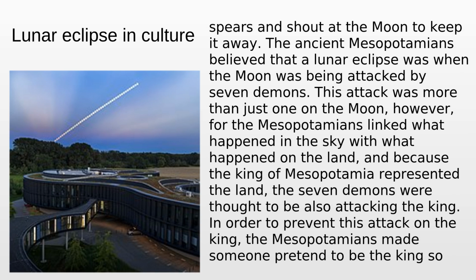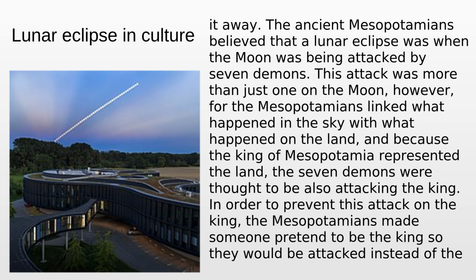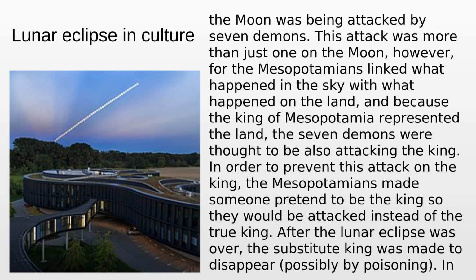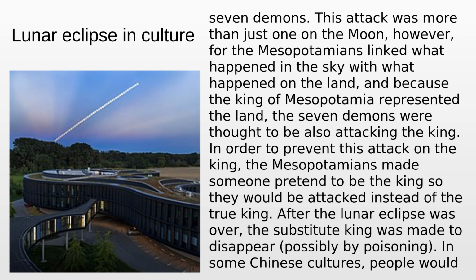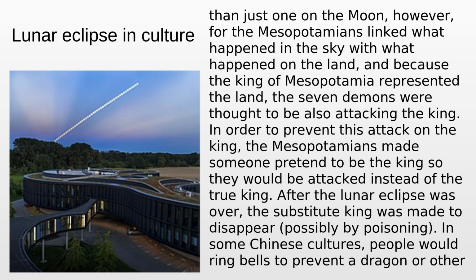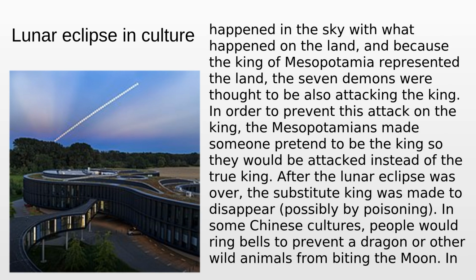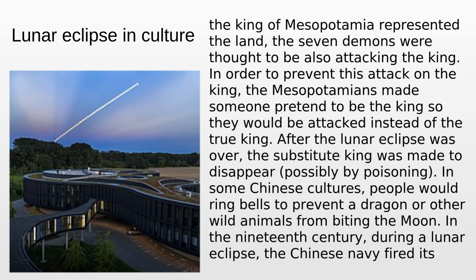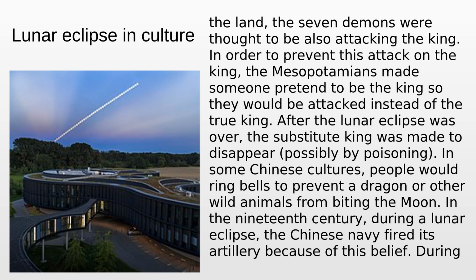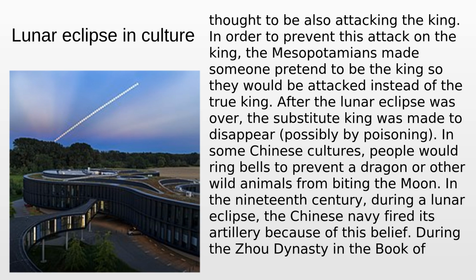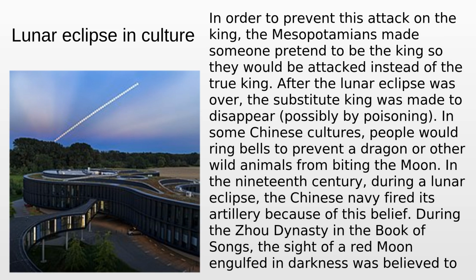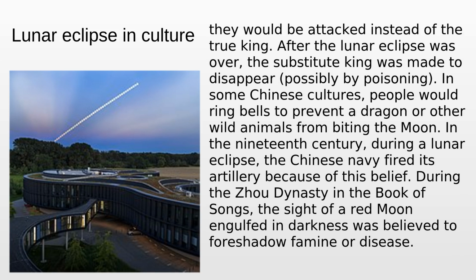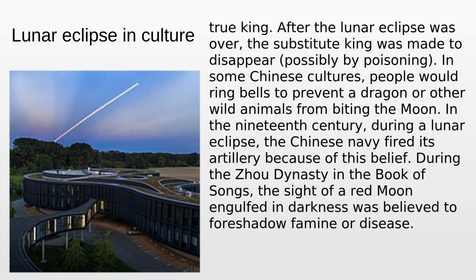The ancient Mesopotamians believed that a lunar eclipse was when the Moon was being attacked by 7 demons. This attack was more than just one on the Moon. The Mesopotamians linked what happened in the sky with what happened on the land. And because the king of Mesopotamia represented the land, the 7 demons were thought to be also attacking the king. In order to prevent this attack on the king, the Mesopotamians made someone pretend to be the king so they would be attacked instead of the true king. After the lunar eclipse was over, the substitute king was made to disappear, possibly by poisoning.